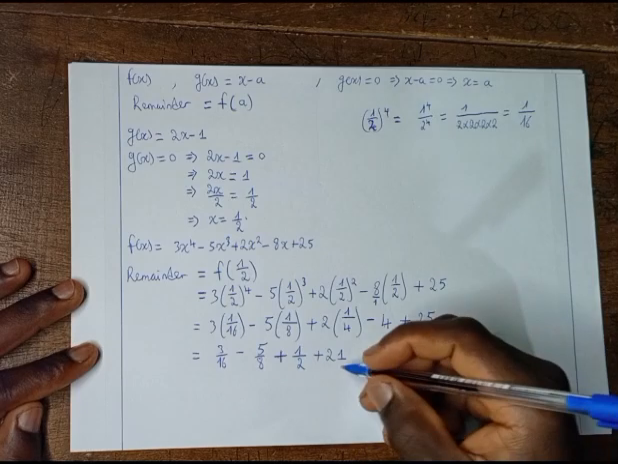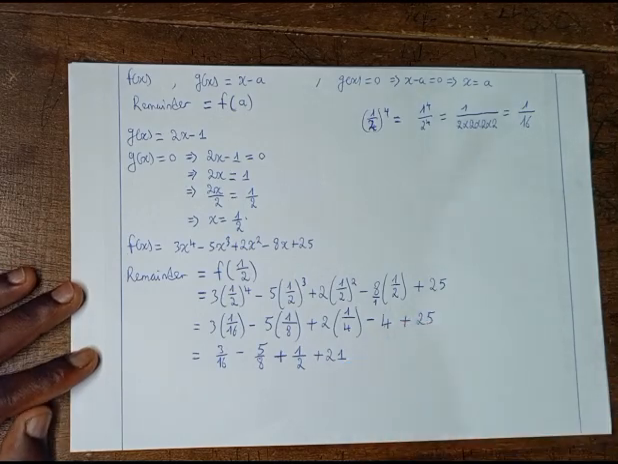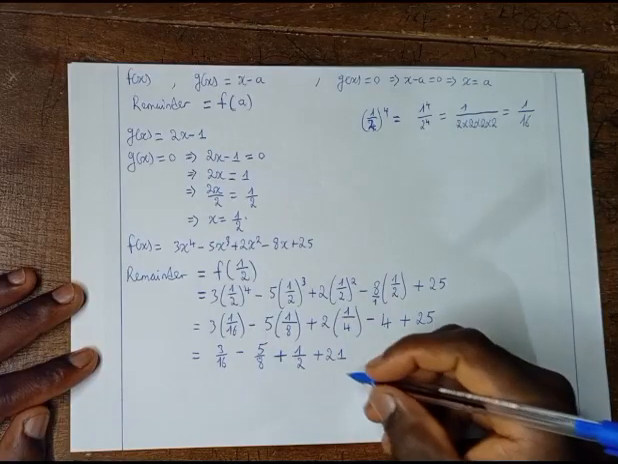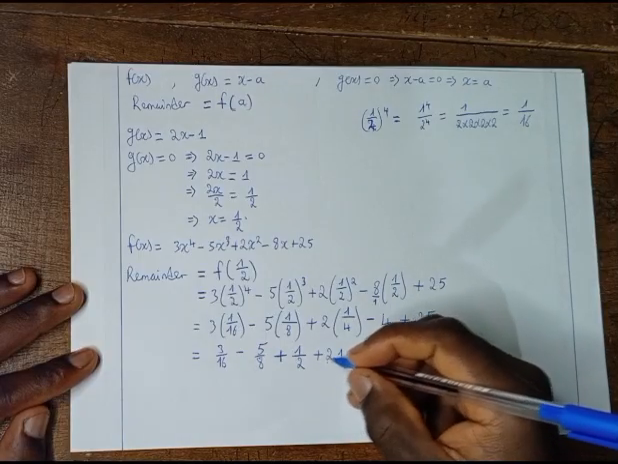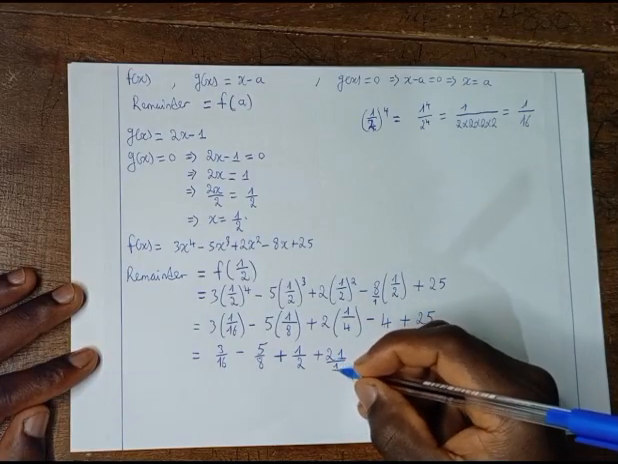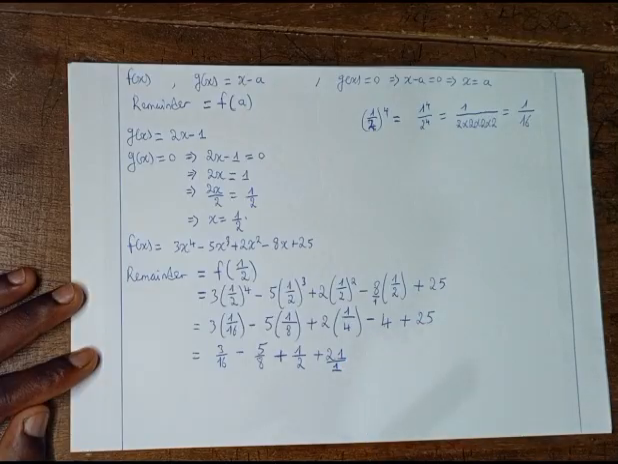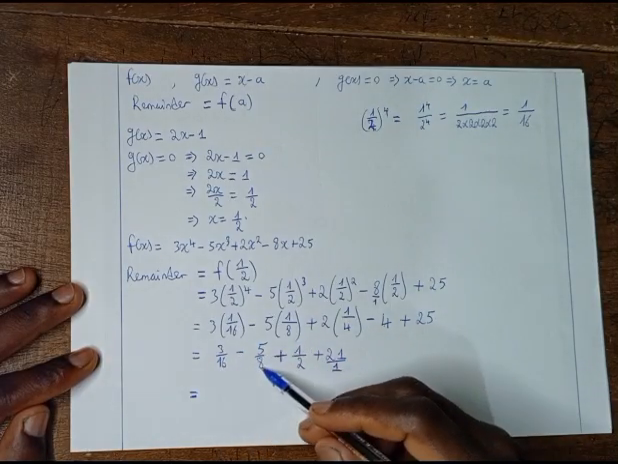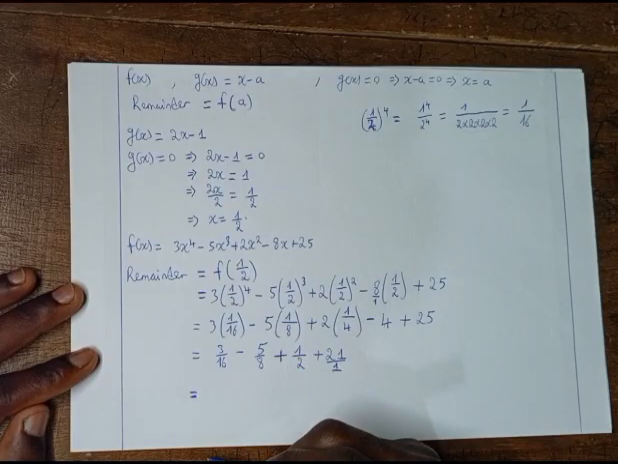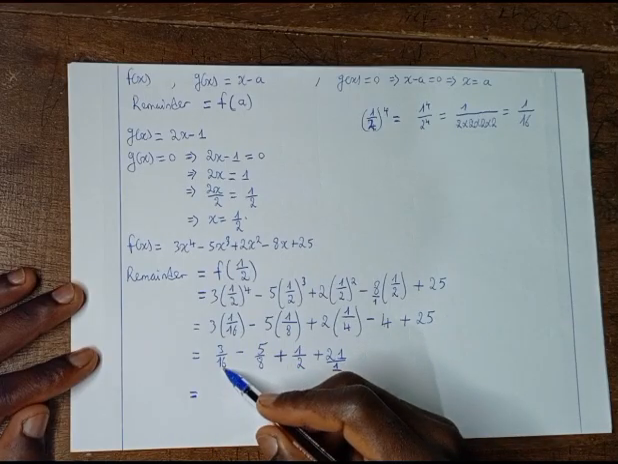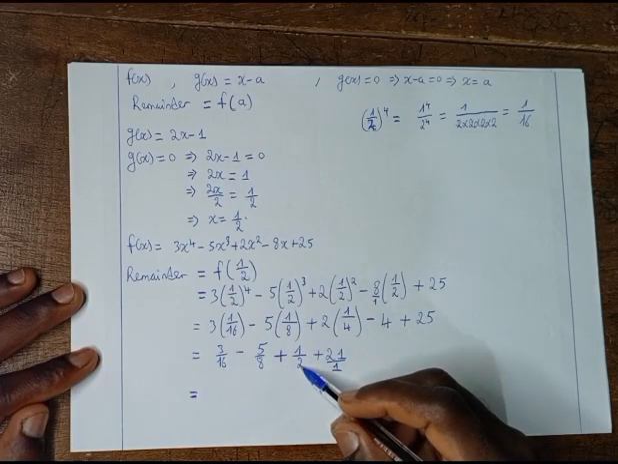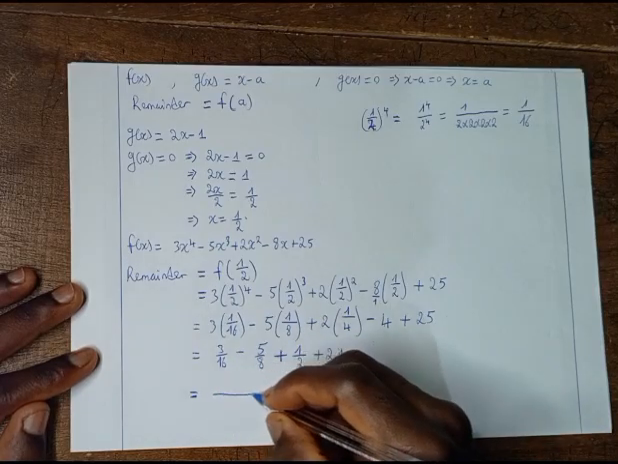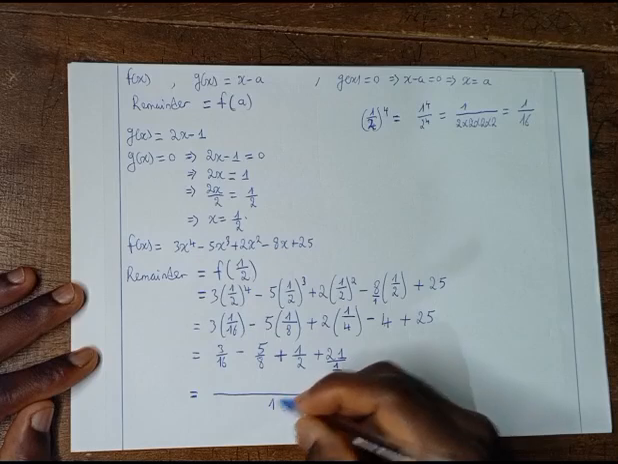Next, we have to add these fractions. First thing, we need to start by finding the LCM. We know 21 here is the same as 21 over 1. We need to get the LCM of 16, 8, and 2. We know the LCM will simply be 16. 16 is a multiple of 2. 16 is a multiple of 8. The LCM will simply be 16.